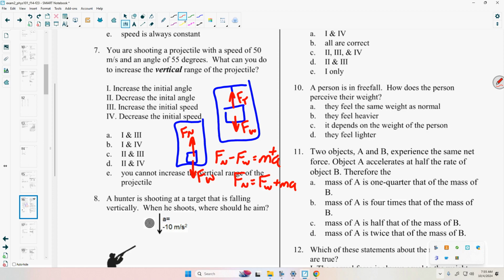So if an object is accelerating downward, then that means that your normal force appears to be less than your weight. Because in that case, my acceleration is not positive, it's negative. So the normal force is equal to Fw minus ma. So, all that to say is that when you're in free fall, you don't feel the same weight. You don't feel heavier. It doesn't depend on the weight of the person. Instead, you feel lighter than your actual weight.